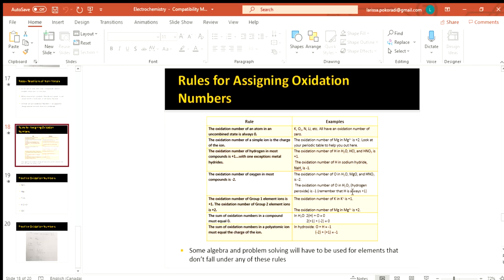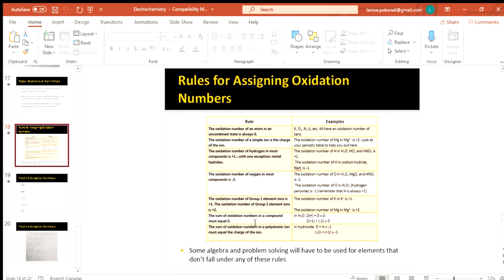Kind of repetitive, but the next rule being group 1 elements are always going to have an oxidation number of +1, which makes sense. Group 1 elements all have a charge of 1+, so it's the same thing. And group 2 elements, so the ones right next door, the next column, are always going to have an oxidation number of +2, which also makes sense because they're all charged with 2+. So that kind of repeats rule 2.